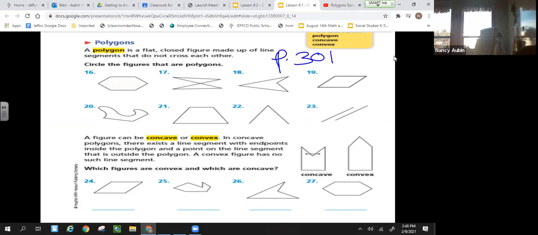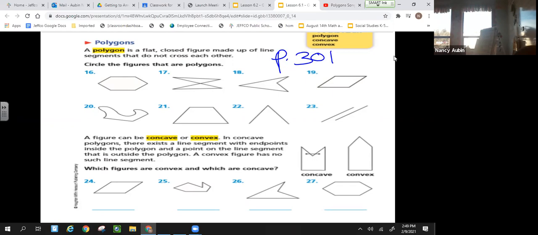So here's what we have. We have two different concepts on this page. One is about polygons, and one is about concave or convex. So let's remember that a polygon is a flat closed figure made up of line segments that do not cross each other. They do not intersect or cross. So you are going to circle the figures that are polygons. Leave the ones that are not polygons blank.